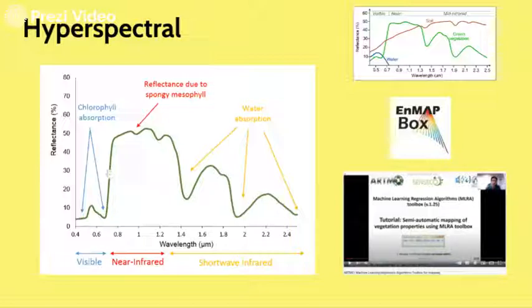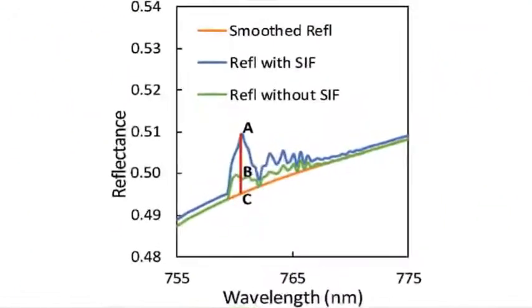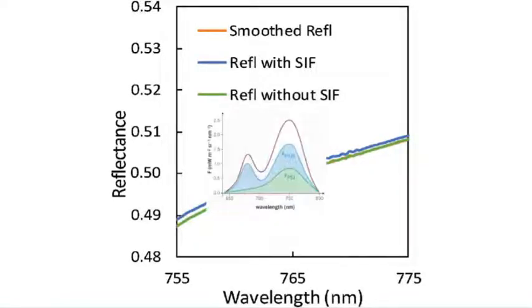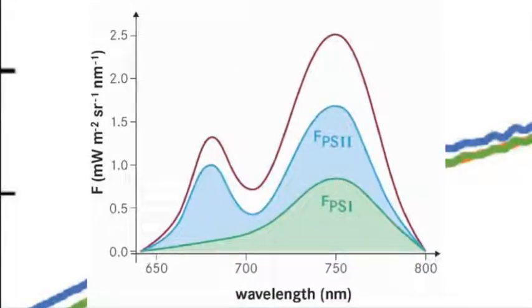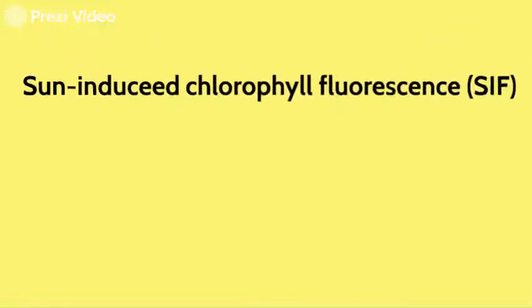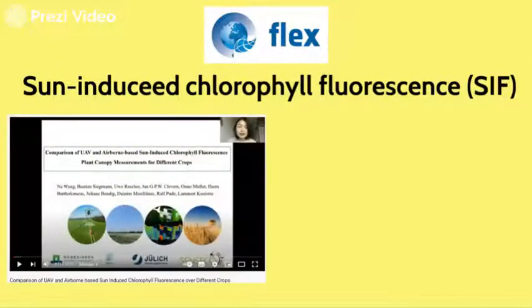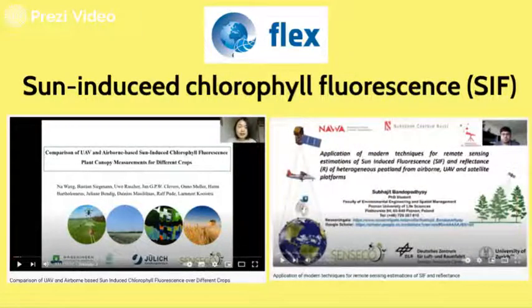Recently, the most attention has gone to chlorophyll fluorescence, this tiny peak on the reflectance curve that is related to photosynthesis. Solar-induced fluorescence is the scope of the FLEX mission of the European Space Agency and is discussed profoundly by Na and by Subhanchik.